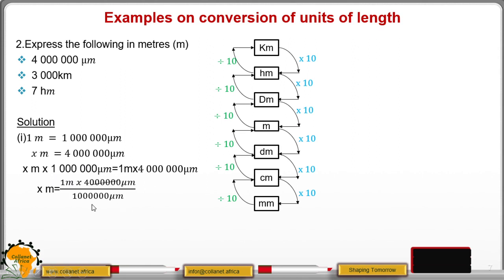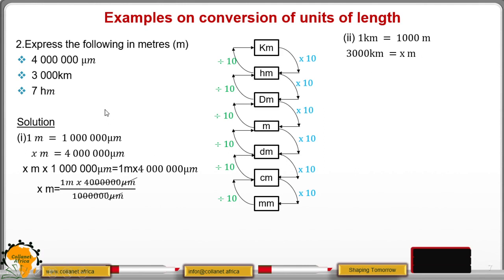By so doing, you'll find that that will cancel all that. So we are left with, in our numerator, 4 multiplied by 1 meter, you get 4 meters. Then from there, we have the second part, that 3,000 kilometers, you are converting this into meters. So 1 kilometer is equivalent to 1,000 meters. 3,000 kilometers is equivalent to X meters.